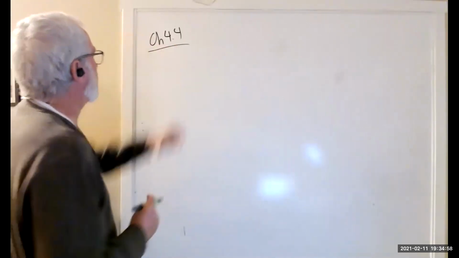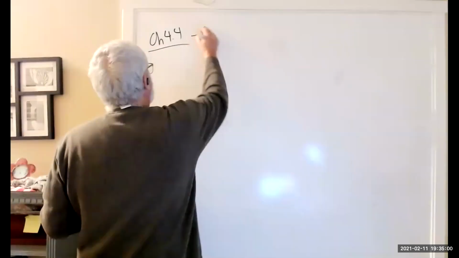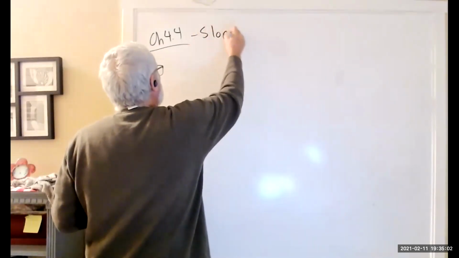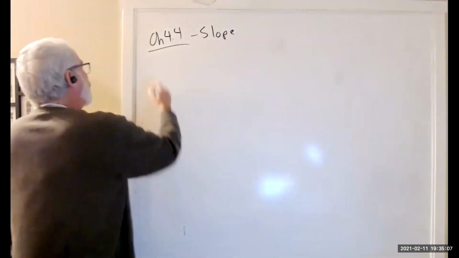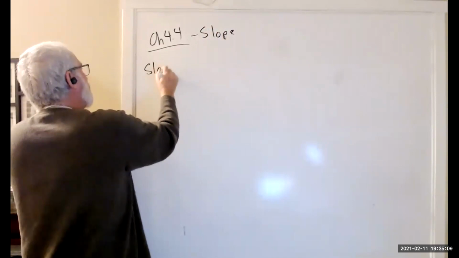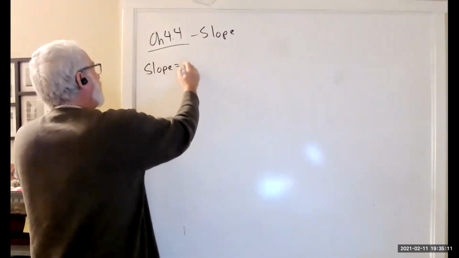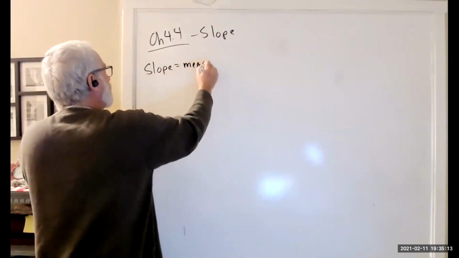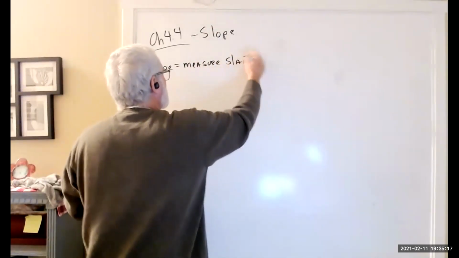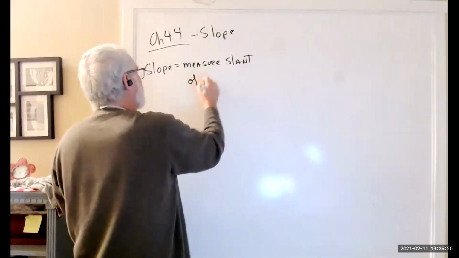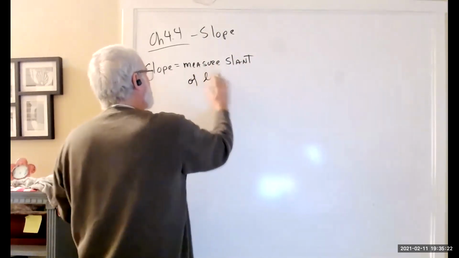Okay, chapter 4.4, we're going to talk about a new topic called slope. Slope is a way that we measure how slanted a line is. Slant of a line.